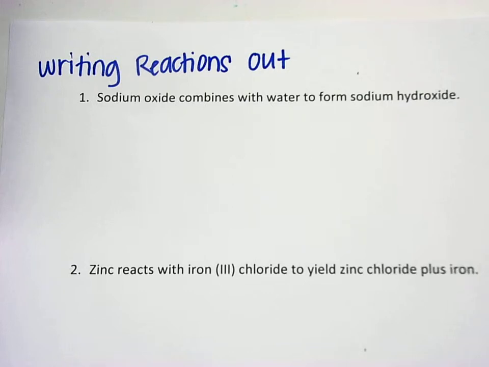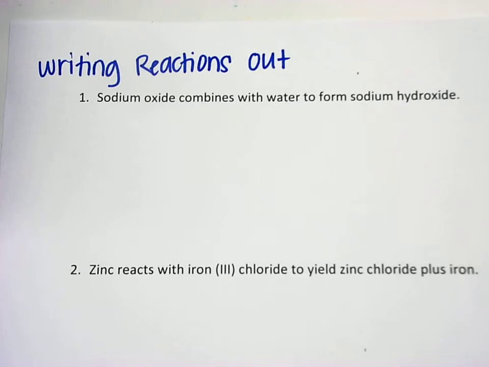Today I'm going to be writing reactions out. I'm going to give you the words and then we're going to have to write the formula from this. In order to be able to successfully do this, you're going to need some background knowledge on formula writing and naming ionic and covalent compounds. So if you don't know that, you'll want to go back and view those videos first before you get to this point, because you're going to need to know how to do that before we get here.